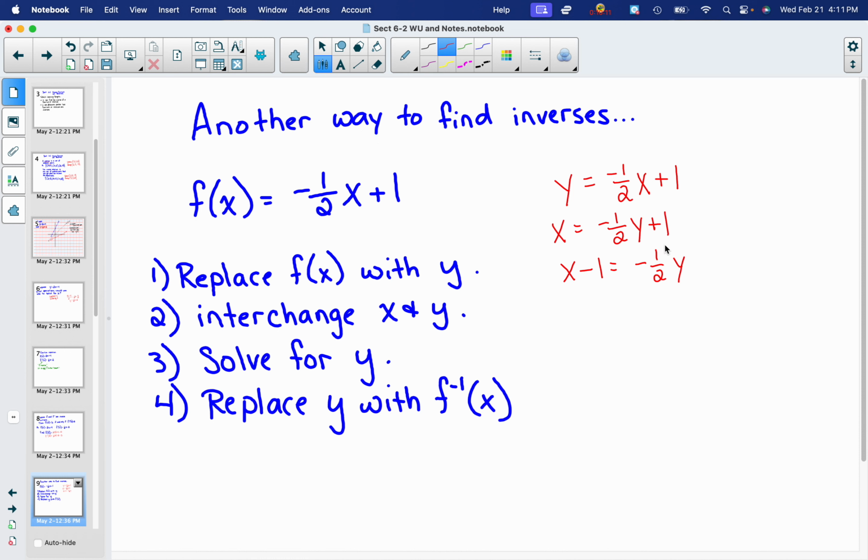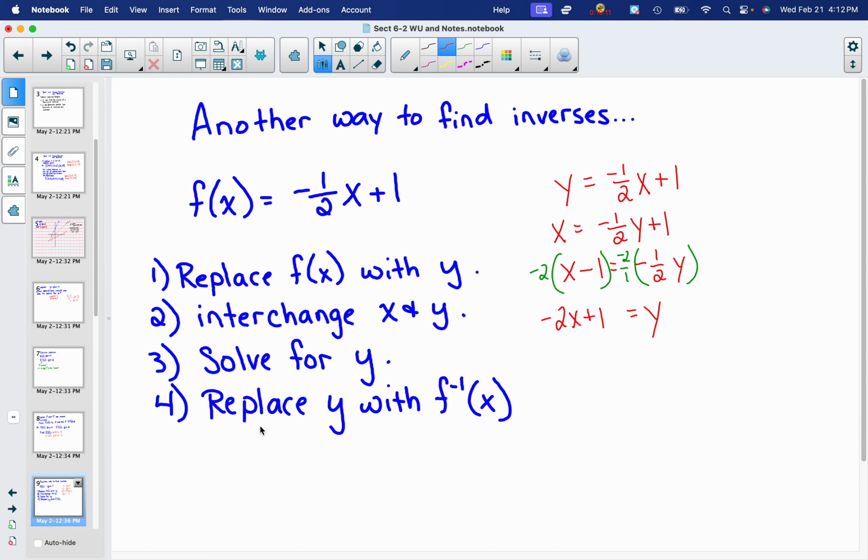And now I want it to be just a y. So if I multiply this side by negative 2 over 1, notice the 2's cancel, the 1's cancel, the negatives cancel, make it positive. So I'll just get a y, which is what I want. But I also have to multiply this side by negative 2. So I'm going to get negative 2 times x is negative 2x. Negative 2 times the negative 1 is a plus 1.